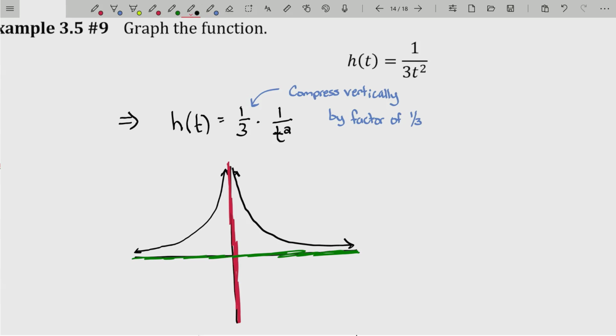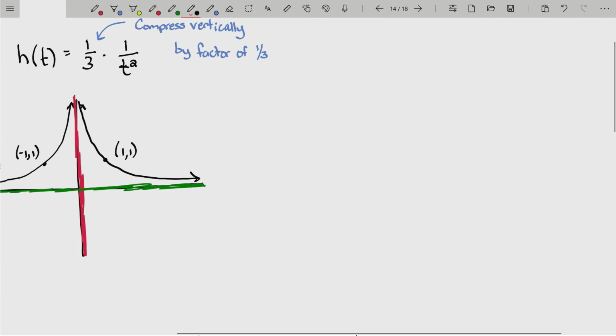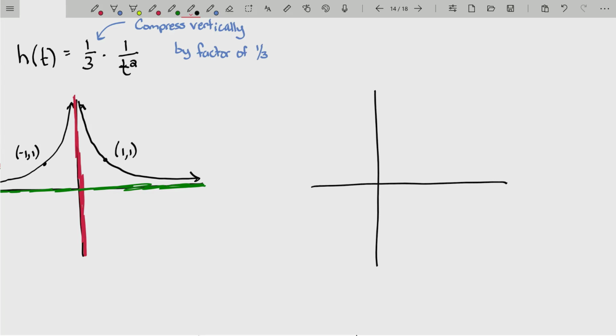Now remember, this is one of our base graphs. It goes through 1, 1 and -1, 1. Now to be very, very honest with you, there are several graphs that are very hard to see compressions or stretches with, and this is one of them. This is very difficult to showcase a compression with, and I'll show you why. I'm going to go ahead and copy that graph as much as I can. The vertical and horizontal asymptotes are not going to change.